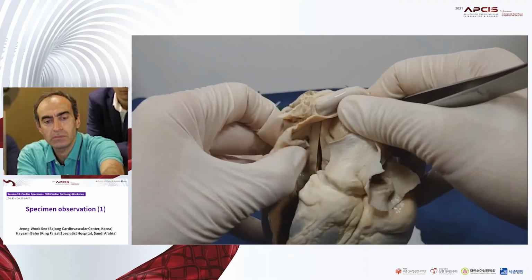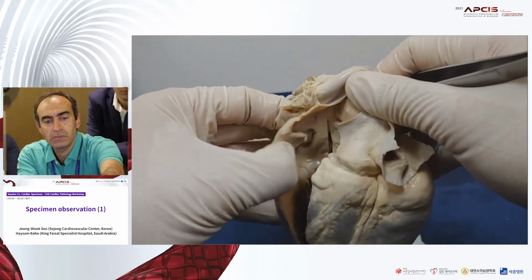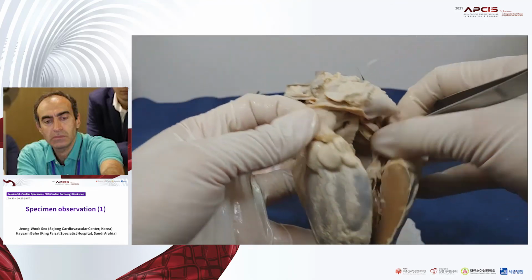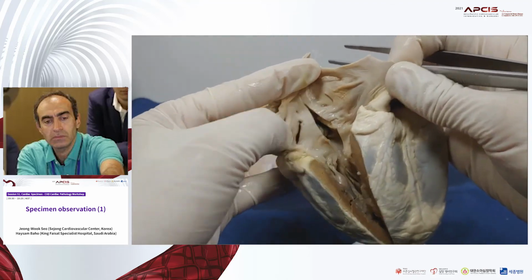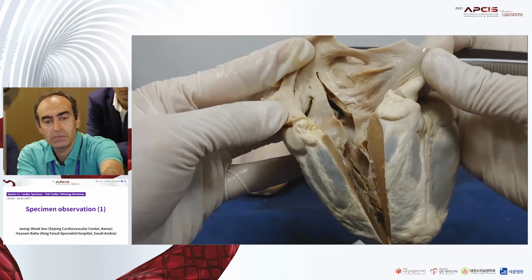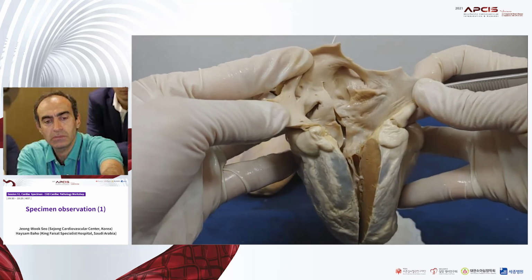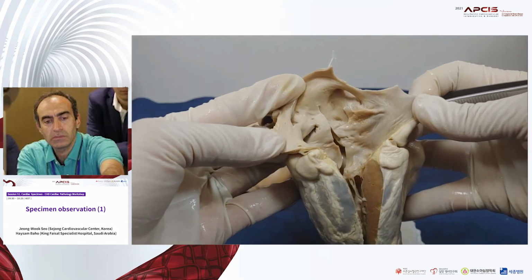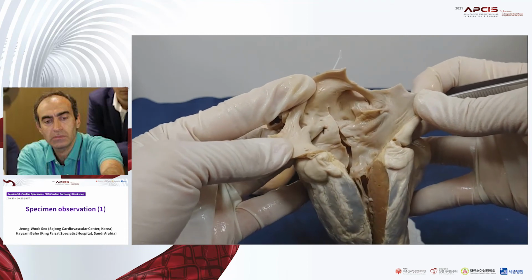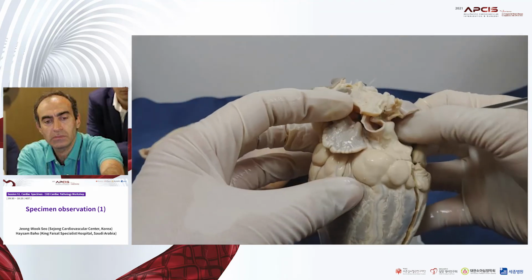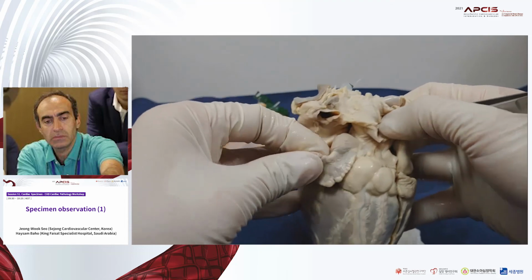Now, if we open the left atrial chamber, we see that it is quite different from the right atrial chamber, in the sense that it is completely composed of a sinus part. There's no pectinated muscle, and that means that it is all derived from the venous pulmonary veins.